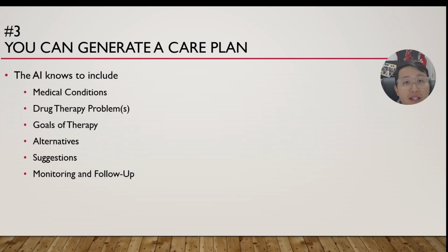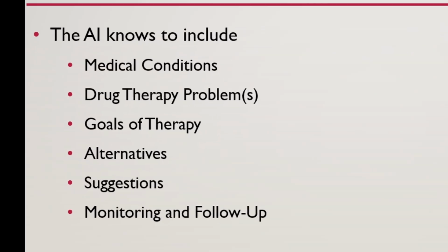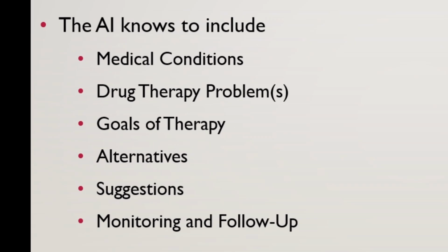Tip number 3, you can generate a care plan. When you use the word care plan in your question, the AI will know to include information such as drug therapy problems, goals of therapy, therapeutic alternatives, as well as safety and efficacy endpoints.